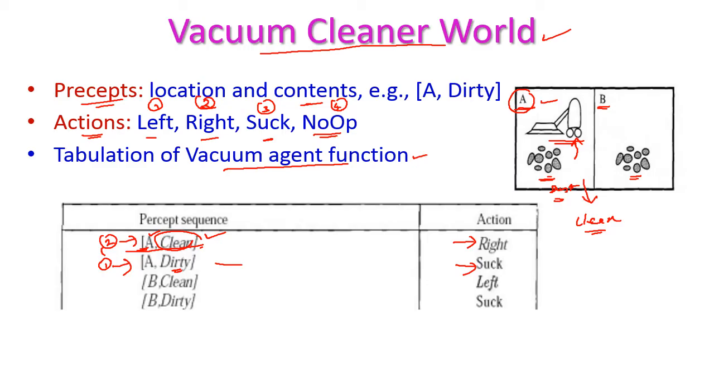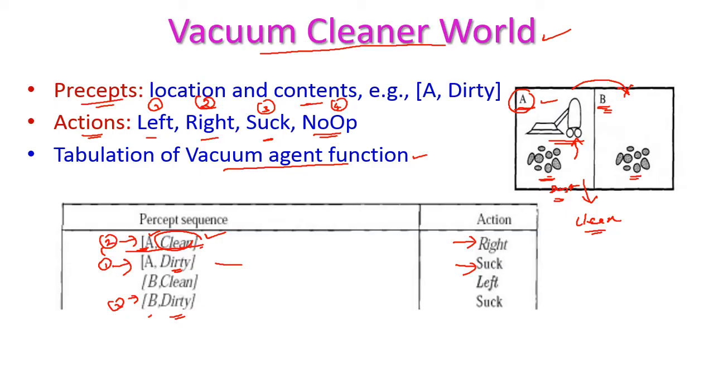Turn right. Okay, it will move to the right side. The agent will now be in location B. Okay, and how is the location there? And this is the third one, B comma dirty.